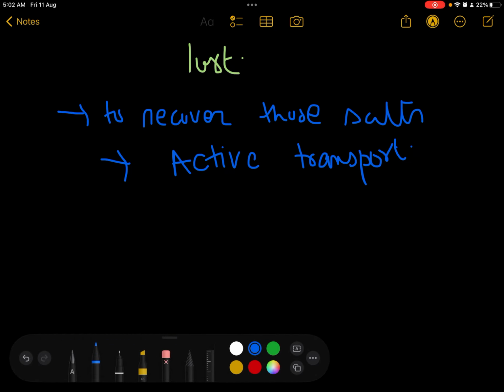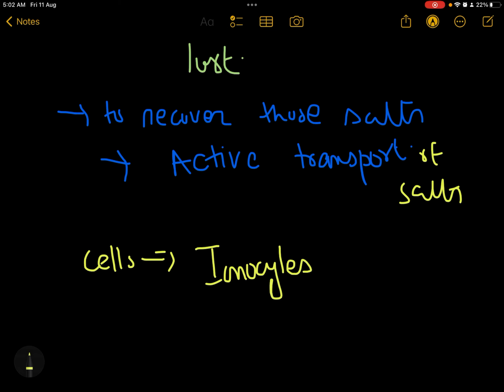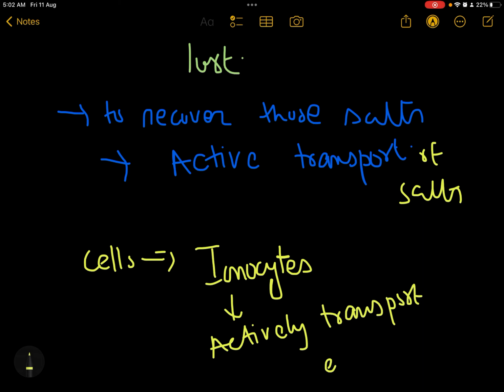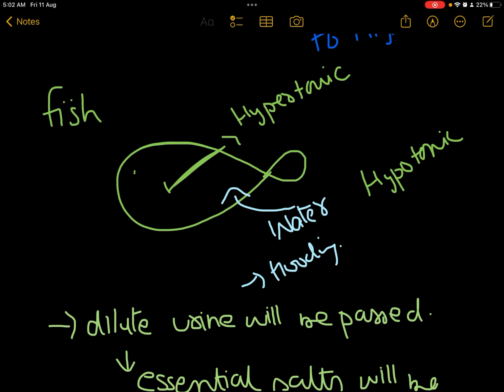In this active transport, some special cells actively transport the salts. Those special cells are known as ionocytes. Ionocytes are the cells which actively transport essential salts, so that the body can recover the essential salts and the water and solute level is balanced, right?